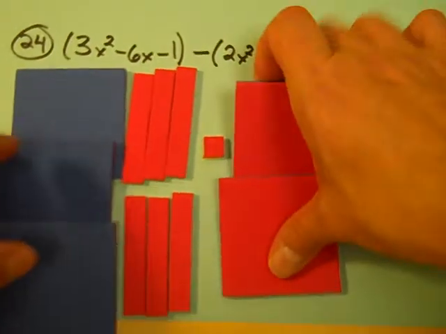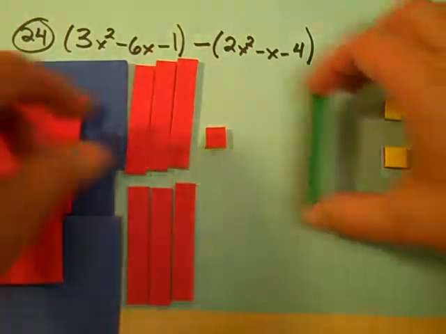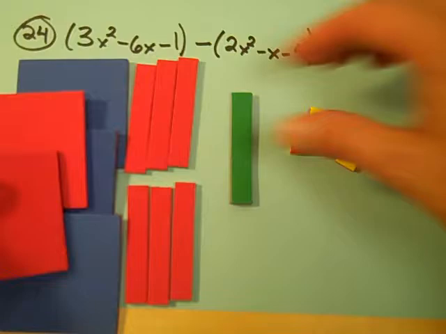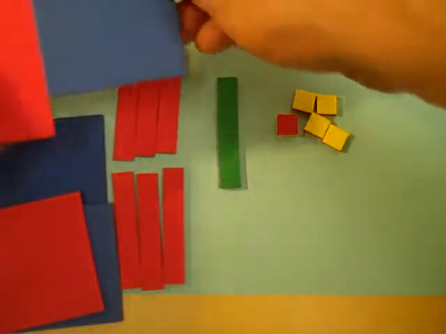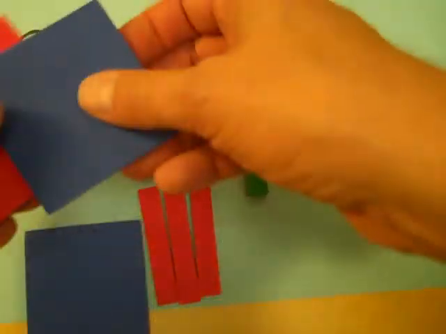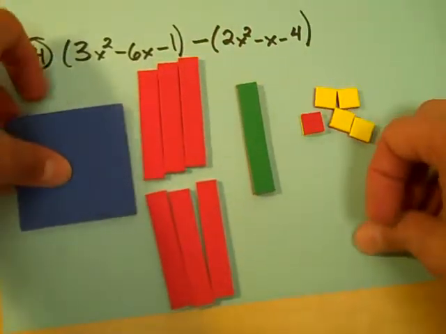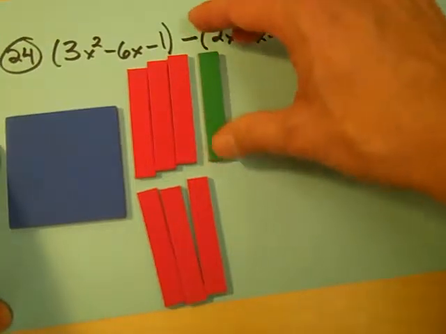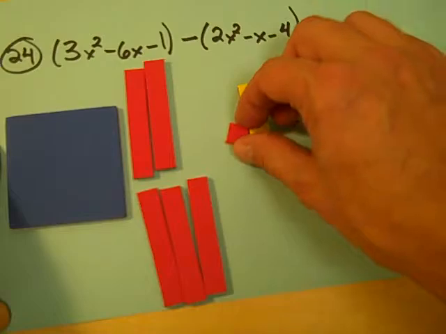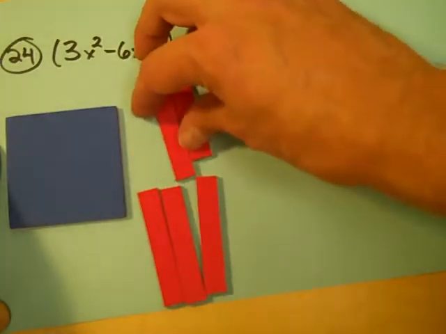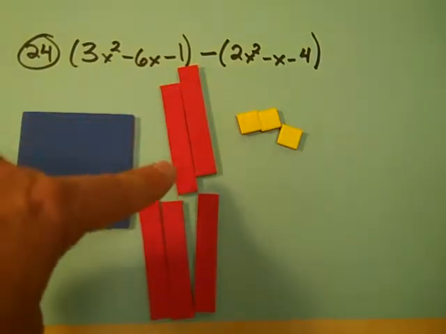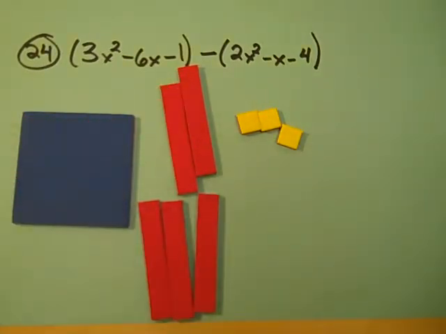So I'm going to put my x squareds together over here. My x's in the middle and my whole numbers toward the side. I do have two situations where I have opposites, zero pairs. So these will go, these will go, and that'll just leave me with an x squared. I do have one canceling potential on my x. Those will go. I do have one canceling with my whole number. So when all is said and done, I will end up with x squared minus 6x.